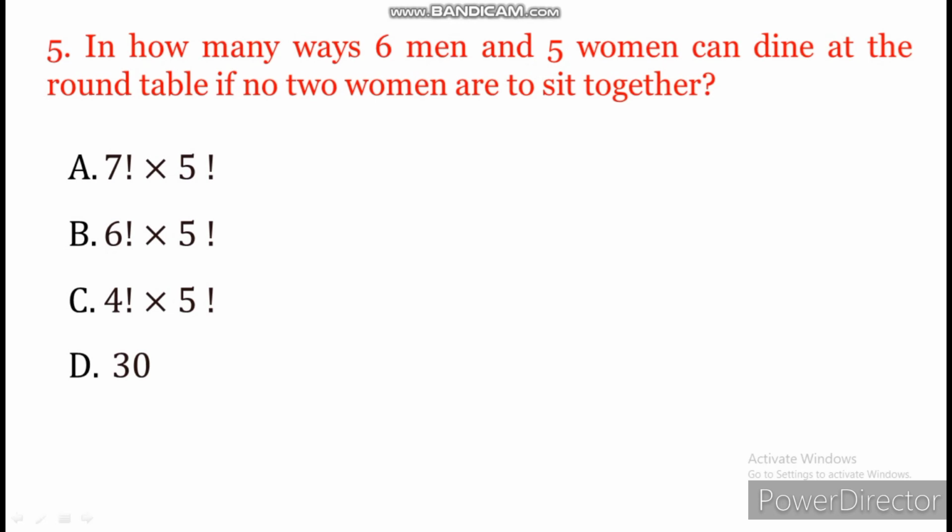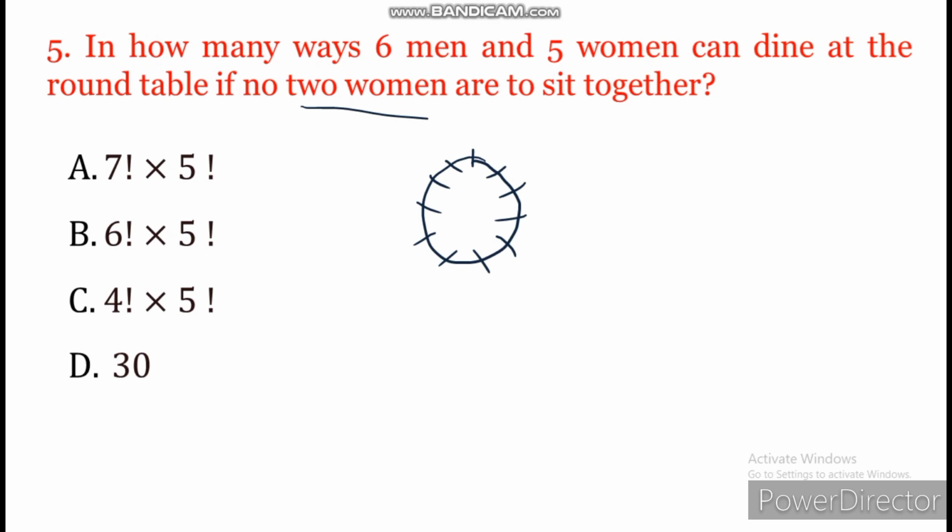Now let's see the fifth question. In how many ways can 6 men and 5 women dine at a round table if no 2 women are to sit together? Dine in the sense they are sitting around the round table for dinner. There are 6 men and 5 women, and no 2 women have to sit together. 6 men, 5 women means there are 11 places around the circle. Let us consider a circle and take 11 places: 1, 2, 3, 4, 5, 6, 7, 8, 9, 10, 11.